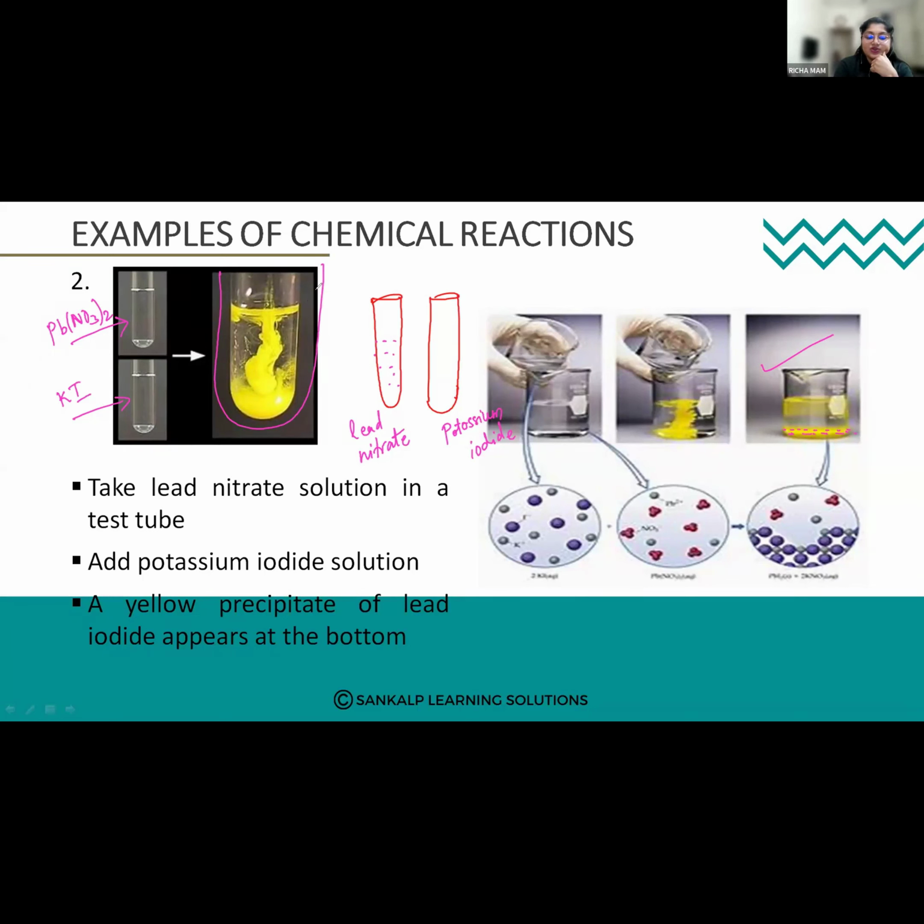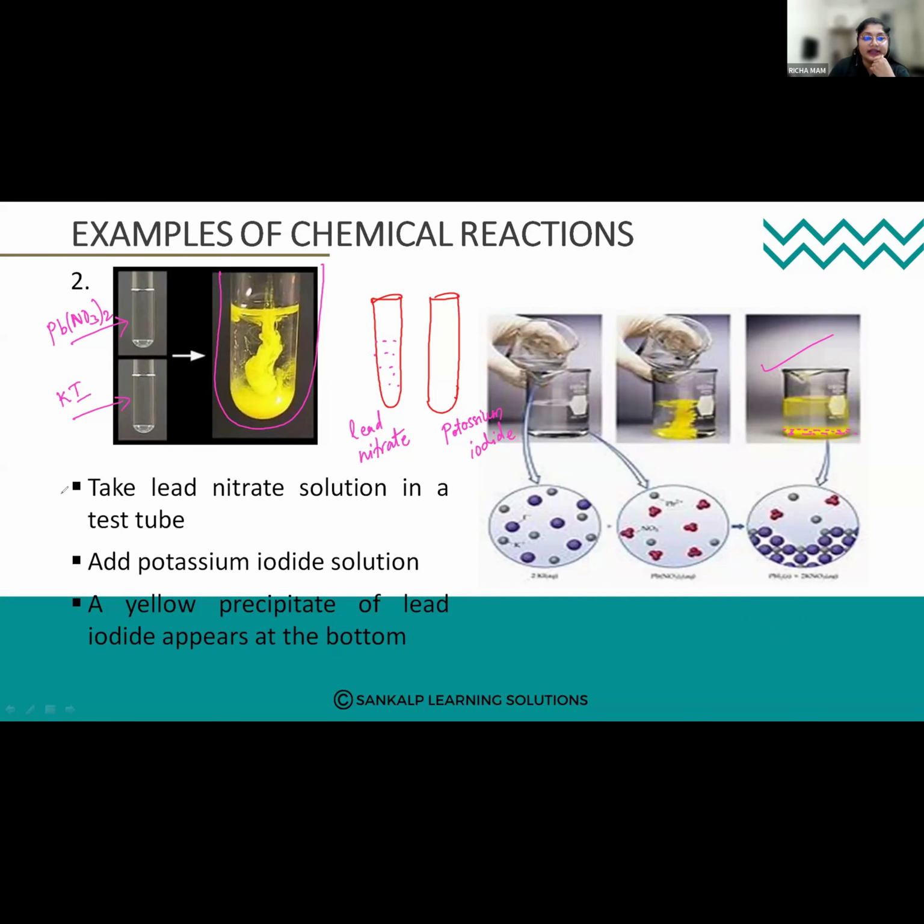So what is happening? We have taken lead nitrate, and it reacts with the potassium iodide. It produces lead iodide and potassium nitrate. This is the precipitate of lead iodide, and the yellow color precipitate represents it.